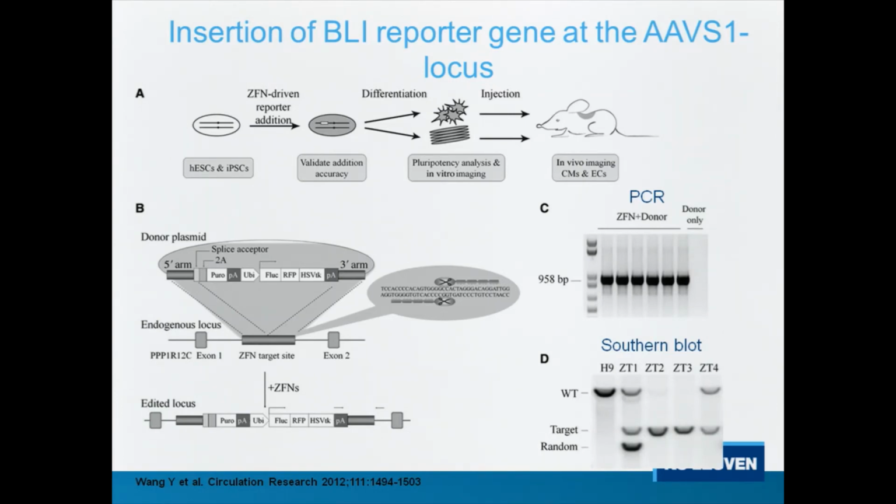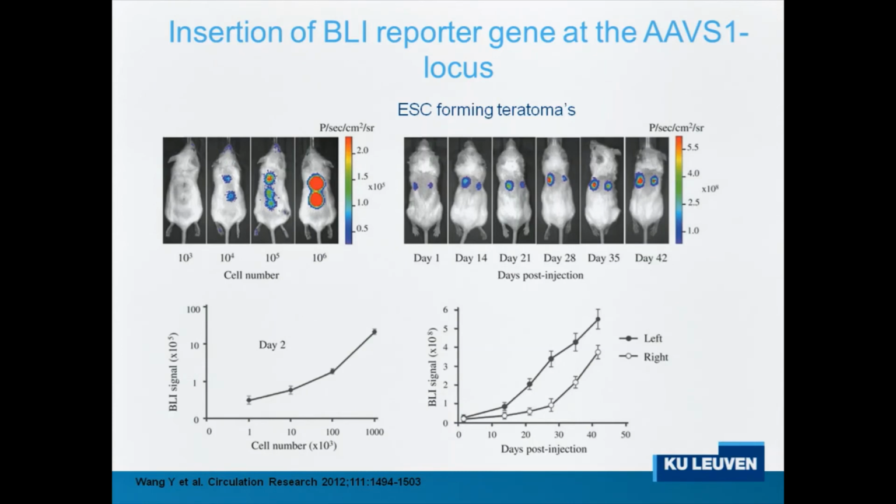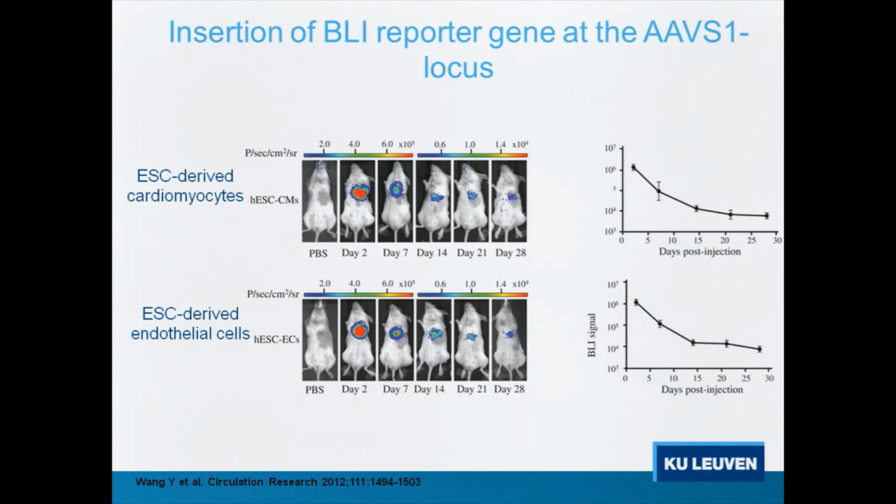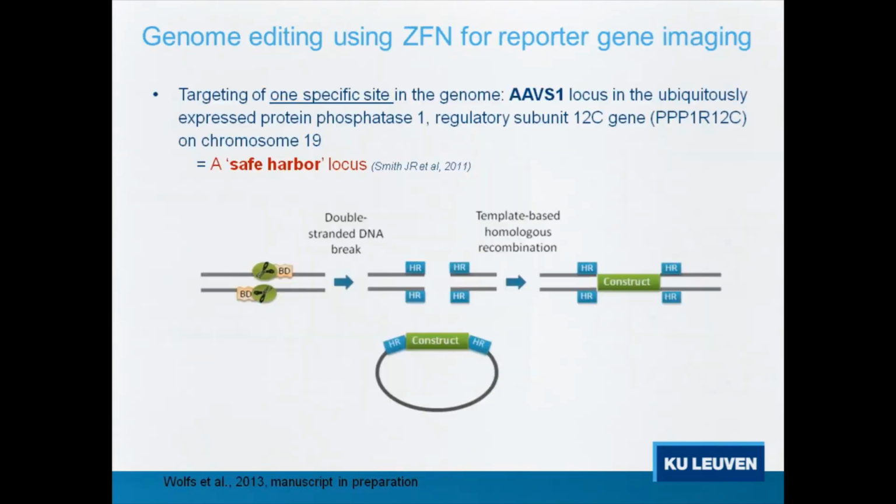They use the site that I will explain later on. And then by PCR, they were able to show that in different cell clones, they were able to introduce the reporter gene cassette. And this is a Southern blot showing that indeed they have DNA integration at the site. And then they could use this in embryonic stem cells to image the formation of teratomas through BLI and quantify the signal of the growth of the embryonic stem cells. But they could also use this to differentiate the embryonic stem cells, and then they could use cardiomyocytes or endothelial cells that they could then follow up through BLI within these mice.